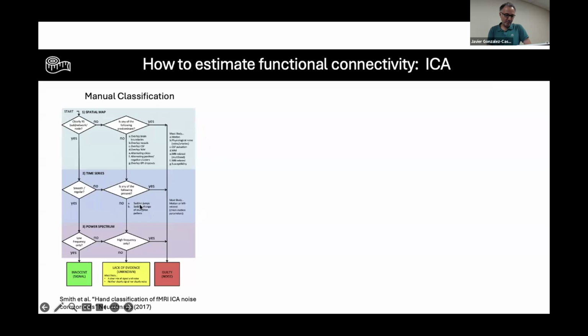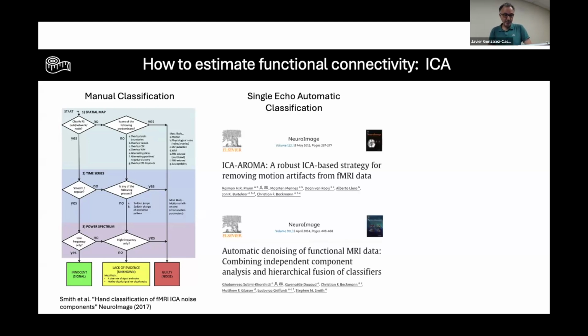And this is a good example of how to go through kind of a process of looking at the spatial map, at the temporal, at the spectrum, and there are some characteristics like sitting around the edges, sitting on the ventricles, not being really smooth. There are several things that you can do to decide. But over time, people have also developed ways to do that automatically.